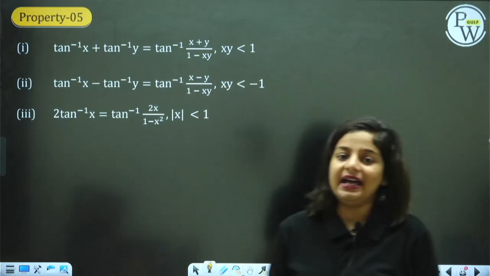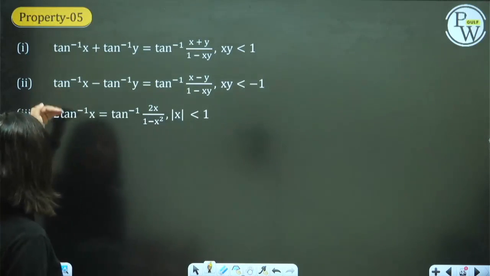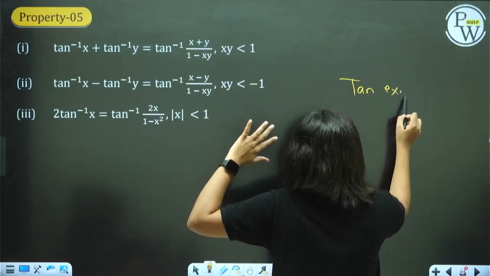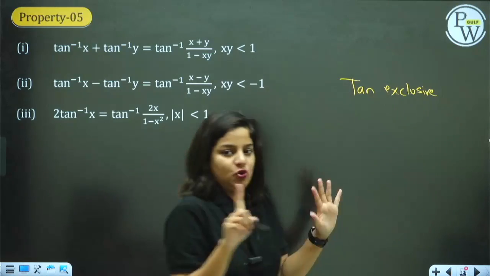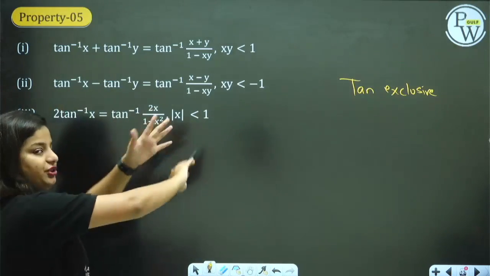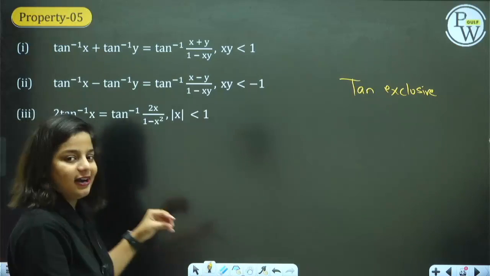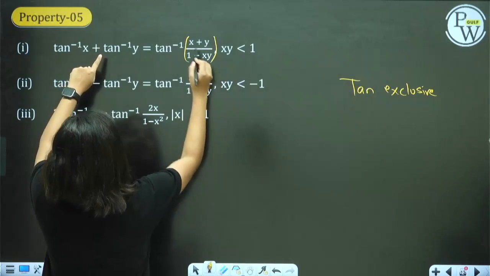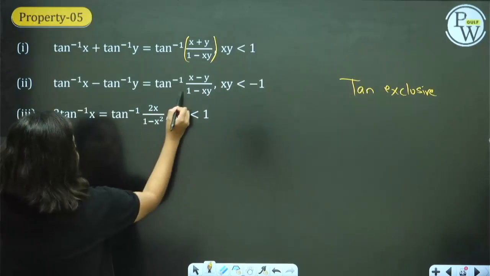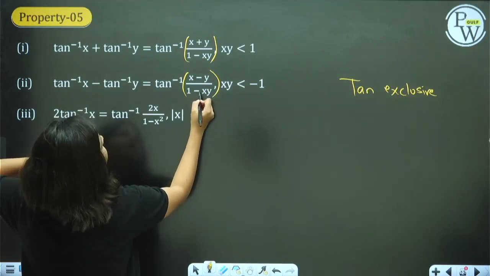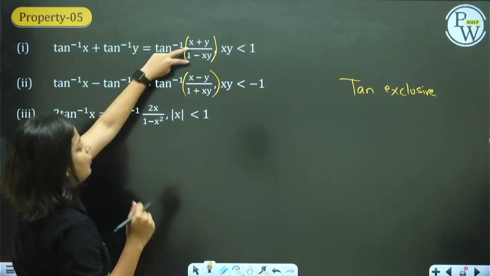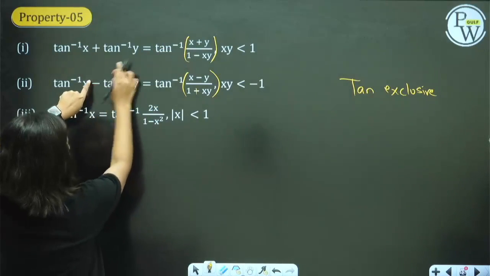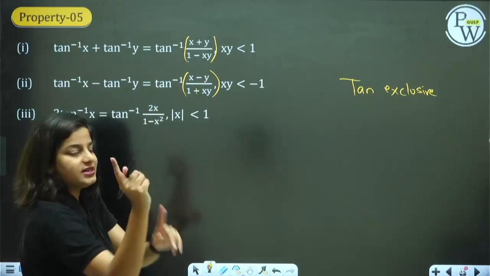Fifth property, tan inverse of x plus tan inverse of y minus and this. So this fifth property is nothing but a tan exclusive property, isn't it? Everything related to tan. Remember plus sign, we have x plus y upon 1 minus xy. When there is a minus sign, we will have numerator negative and denominator should be positive. Always opposite sign. Plus means numerator plus, denominator its opposite sign. If there is a minus, numerator is minus, denominator will have its opposite sign, that's plus.